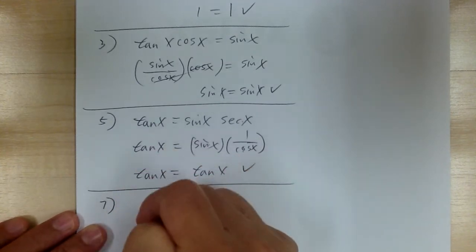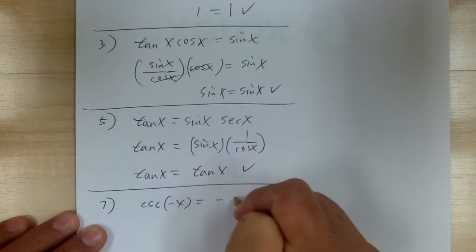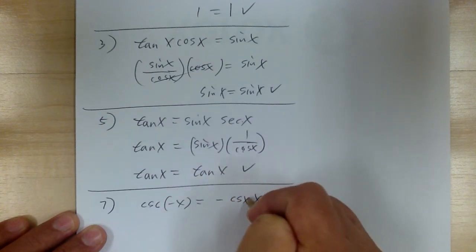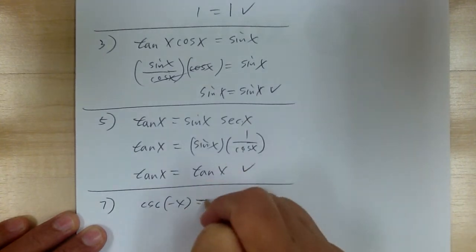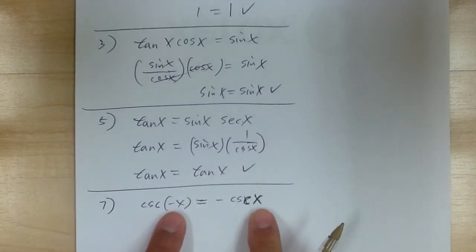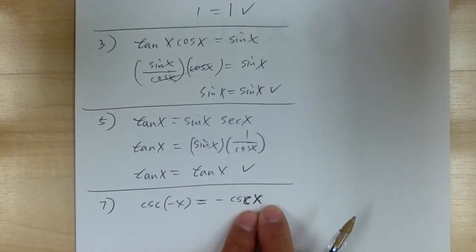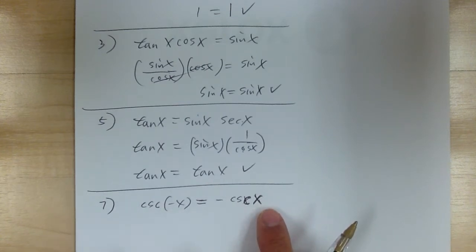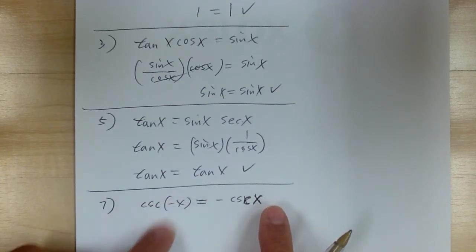And number 7, you have cosecant of negative x equal to negative cosecant of x. Now the way to check which side is more complicated is look at the inside of the function. Inside of the function, the x is the regular. Anything other than x is more complicated than regular. That's how you compare the functions. So this is x, this is negative x. So this side is more complicated, so you need to change this side.